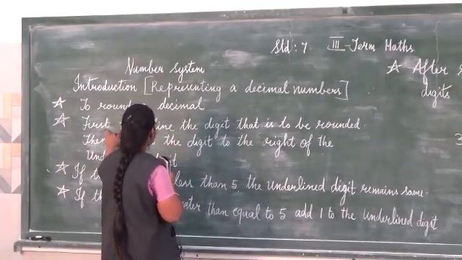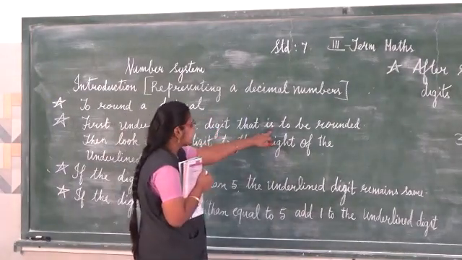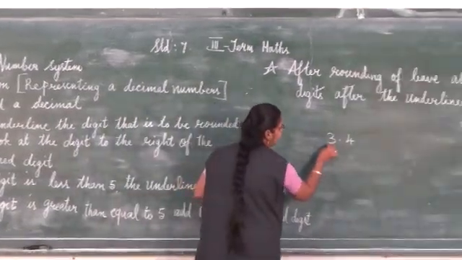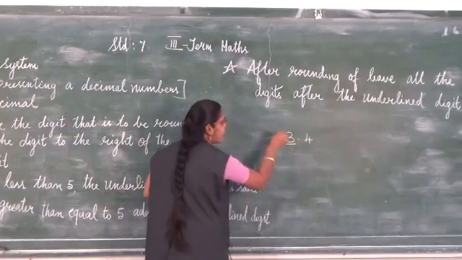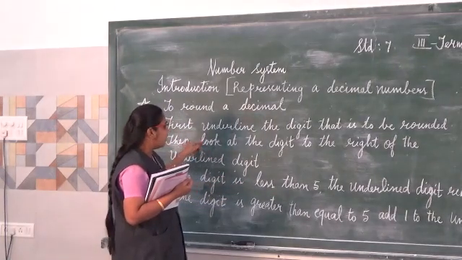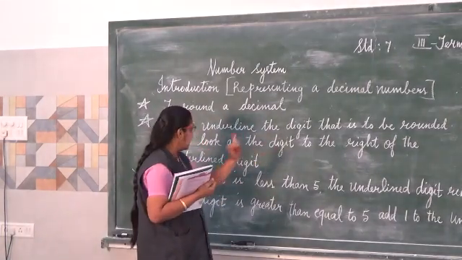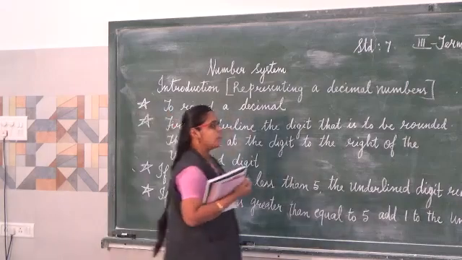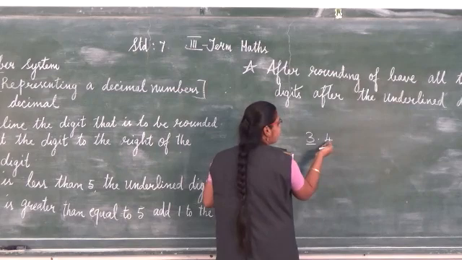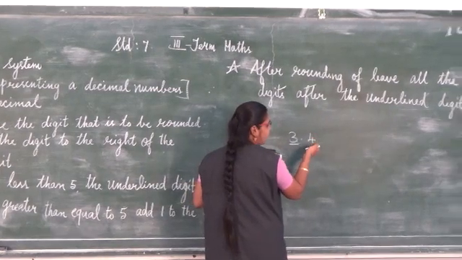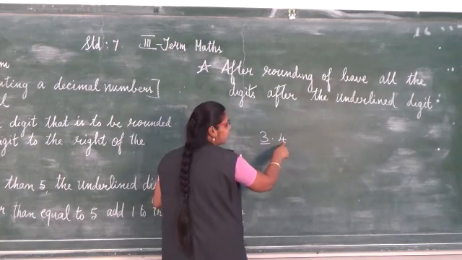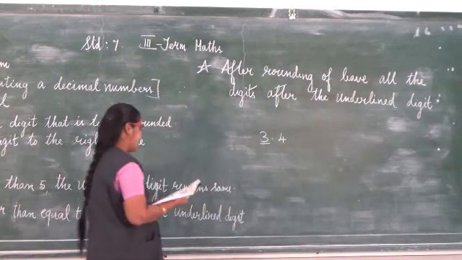First you have to underline the digit that is to be rounded. Which is the whole number part? 3 is the whole number part. So, first what we have to do? We have to underline the whole number part. Then what should we do? Then look at the digit to the right of the underlined digit. So, for 3, which is the right side? This is the right side. So, 4, we have to look at the next digit, the 4 on the right side.